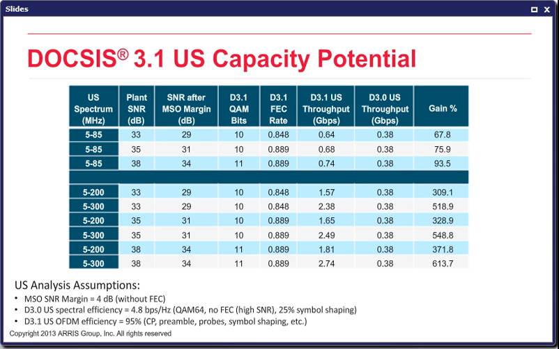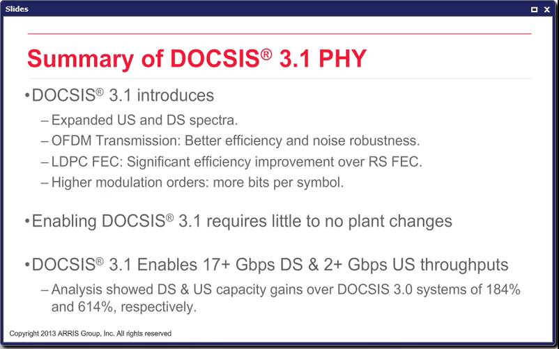The last slide that I have in my section is the summary of DOCSIS 3.1 features, which are the expanded upstream and downstream bandwidth, the use of OFDM as a transmission technology, the use of LDPC forward error correction to provide significant improvement over the current Reed-Solomon FEC, and the use of higher order modulations to offer more bits per symbol. Note that enabling DOCSIS 3.1 requires little to no plant changes, and DOCSIS 3.1 enables more than 17 gigabit per second downstream throughput and more than 2 gigabit per second upstream throughput.